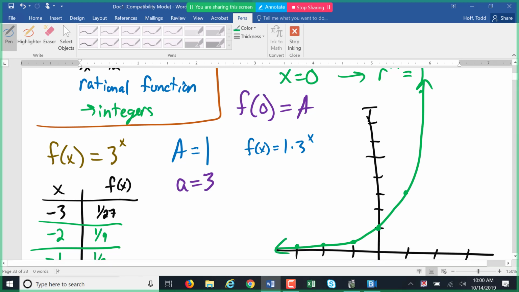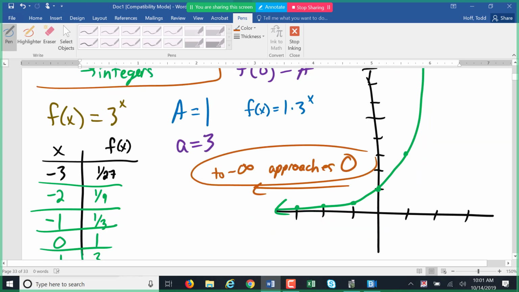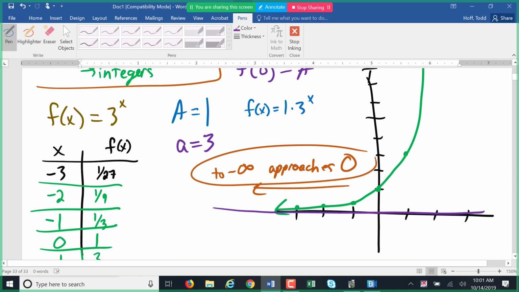Two properties of this curve. As we go off to negative infinity, it approaches 0. Now, it will never equal 0. Each time I move over one spot, it's going to get cut by a third. It's going to get closer and closer to 0, but it'll never equal 0, which means the x-axis here is a horizontal asymptote.